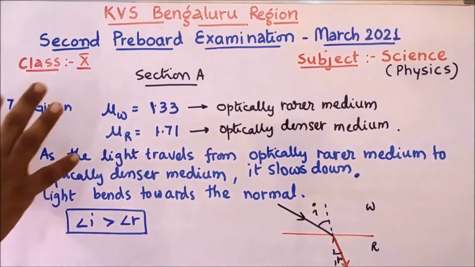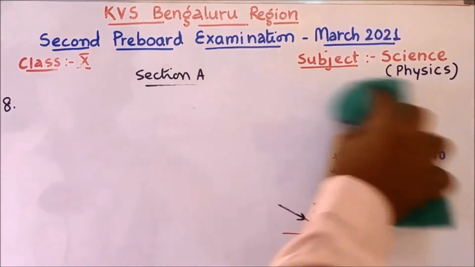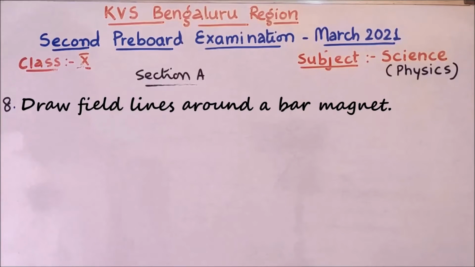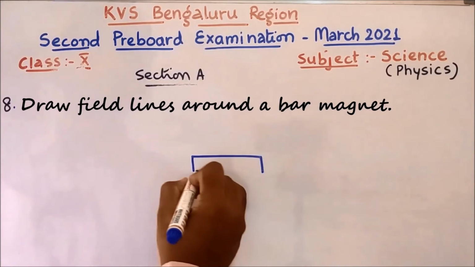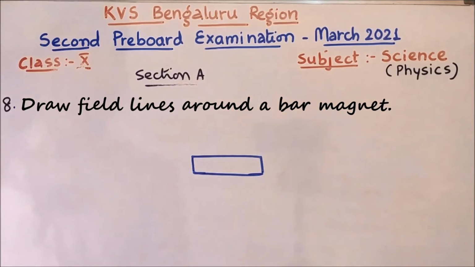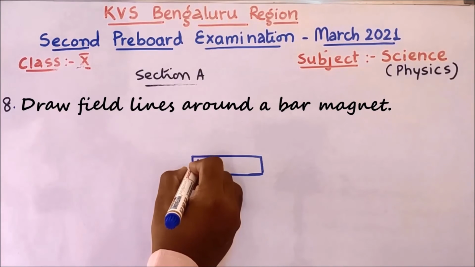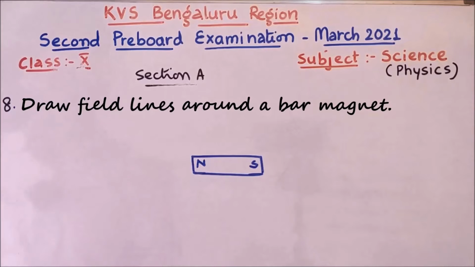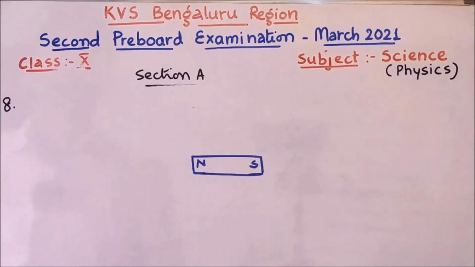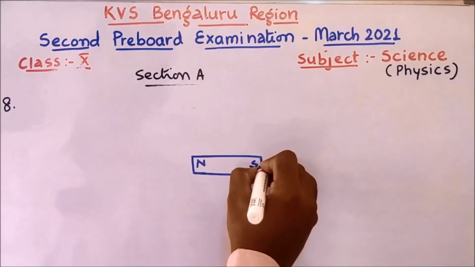Question number 8. The question is, draw field lines around a bar magnet. So let me take a bar magnet here. This is the bar magnet we have. It will have two poles, north and south pole. Please don't draw too many magnetic field lines and make it clumsy. In the exam you have to keep it very neat. That would give a good impression on the examiner. So how do we do that? Draw a few lines here, one line straight.